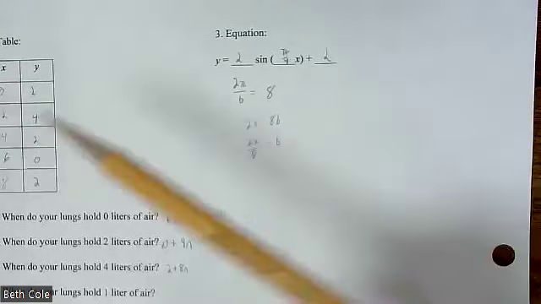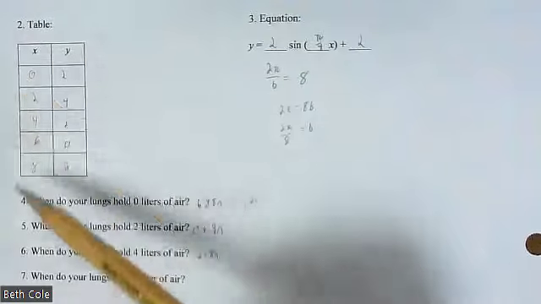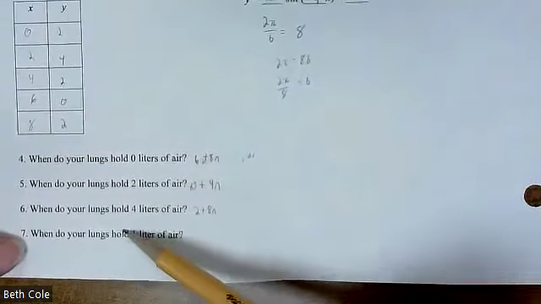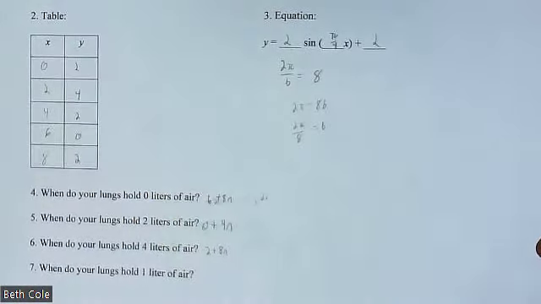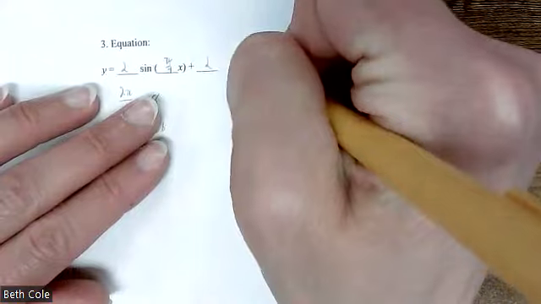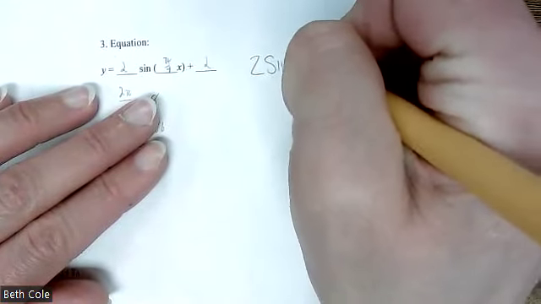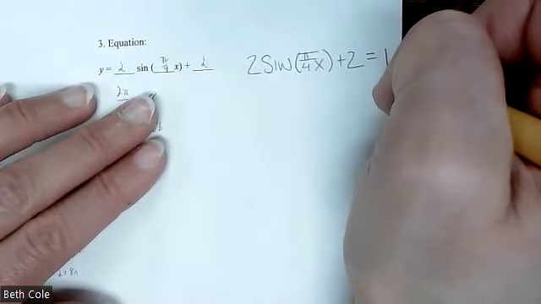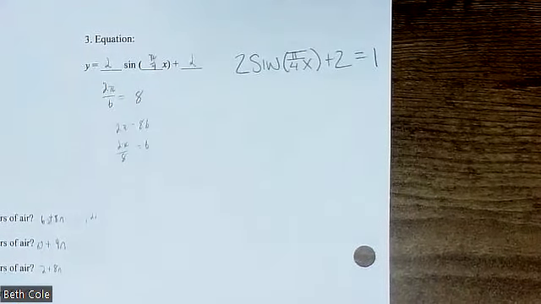Prior to this unit, I had only asked you about times that showed up in the table. But the last question there was, when do your lungs hold 1 liter of air? Well, 1 isn't in the table. So what we're going to do is take this equation that we wrote, 2 sine pi over 4x plus 2, and set it equal to 1. We want to find out when our lungs have 1 liter of air in them.